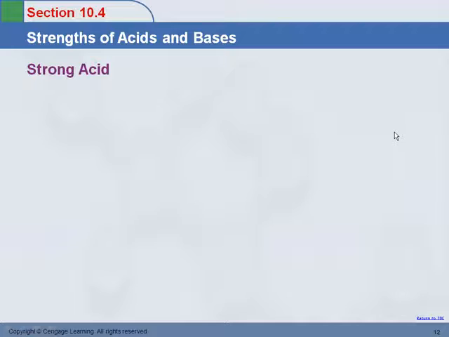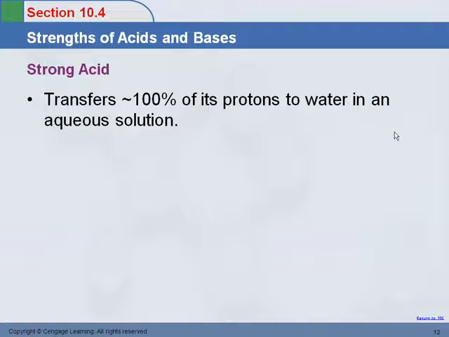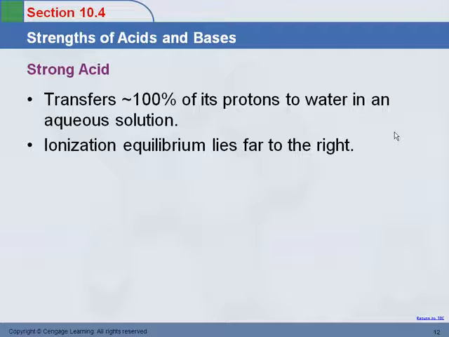Let's talk about how we know whether acids are strong or weak. Strong acids completely dissociate in water. That means they completely throw away their hydrogen. They completely separate, 100%. That means that the equilibrium, if we think back to chapter 9, our equilibrium constant lies far to the right, really favors products. There are essentially no reactants left.